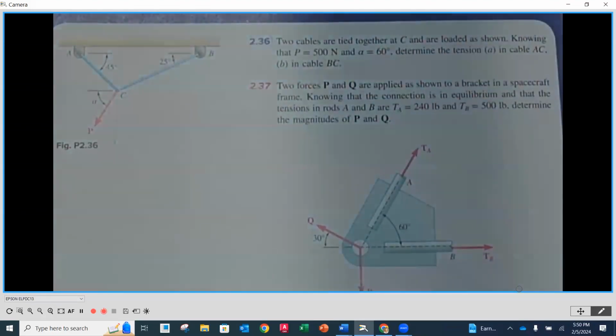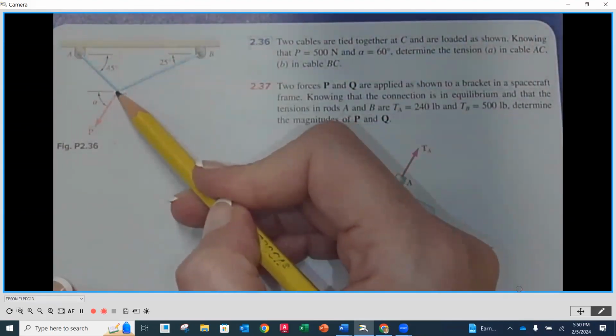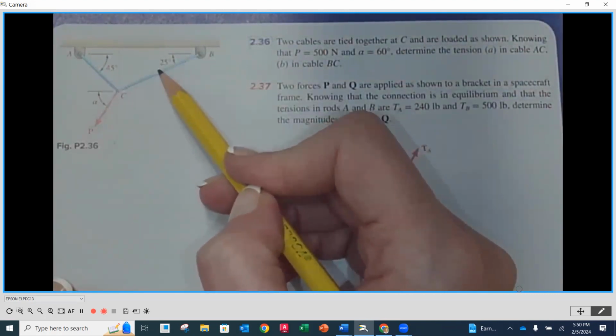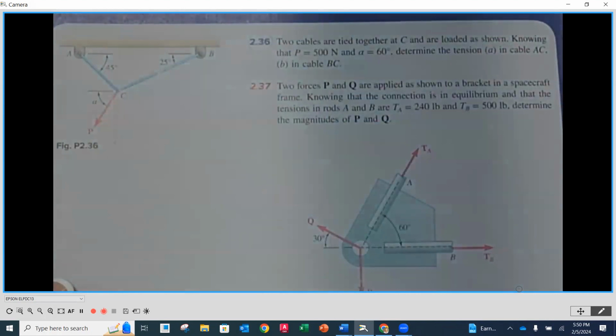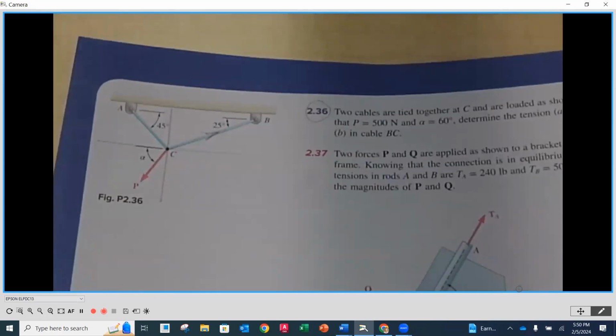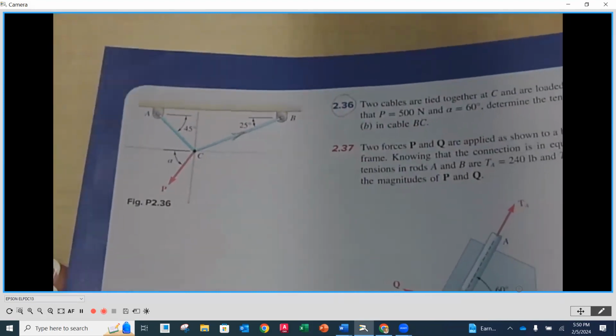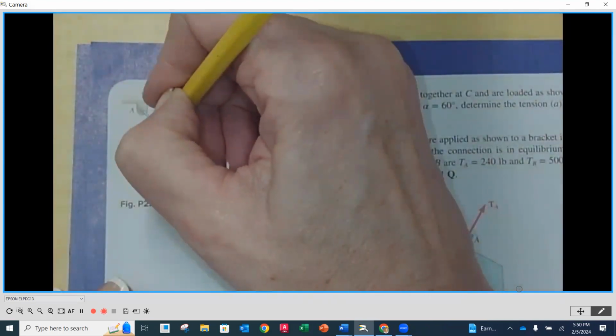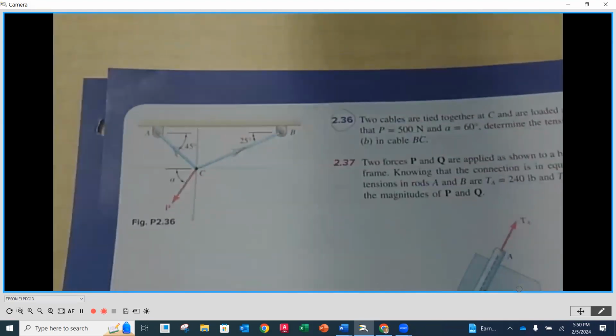Then we're going to show, coming from C going up to B, a force going up and to the right. You can't see it because it's kind of hidden. I think you can see it a little better there. And a force going up and to the left along A here.